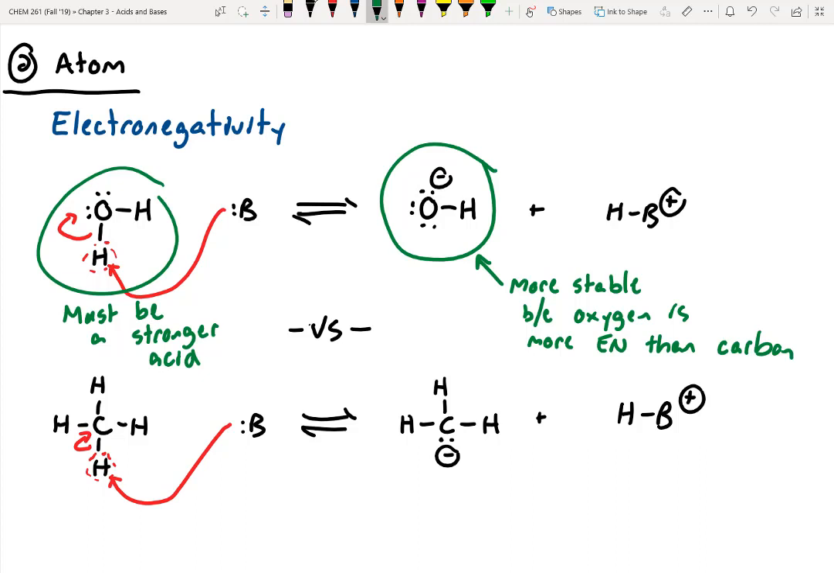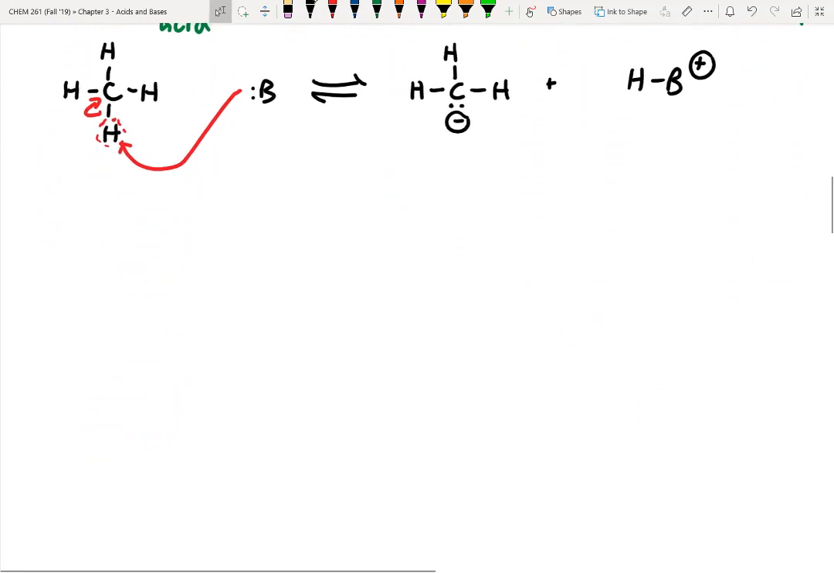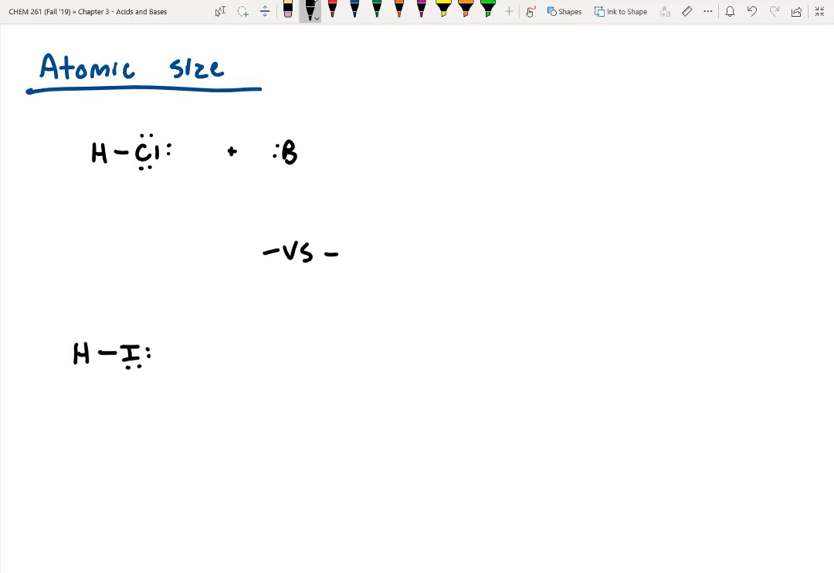All right, the next one is a little bit tricky though. We can't always compare things by electronegativity. Sometimes we've got competing trends. Next one is atomic size. Whoops, not atomic side. All right, and I'll kind of show you an example here using hydrochloric acid and a base versus hydroiodic acid and a base.